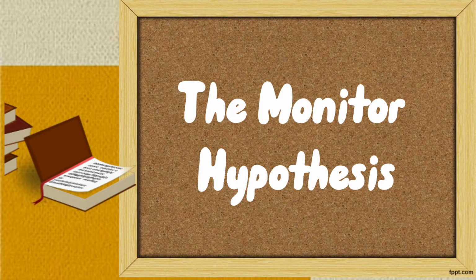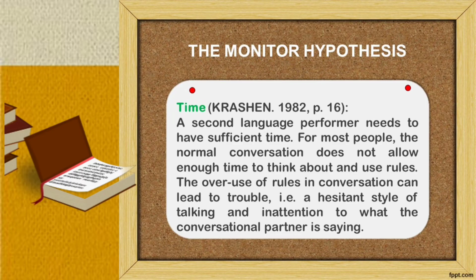Also, according to Krashen, the process of developing the second language depends on three conditions, and these are time, focus on form, and know the rule. Time. A second language performer needs to have sufficient time. For most people, the normal conversation does not allow enough time to think about the use rules. The overuse of rules in conversation can lead to trouble. For example, hesitant style of talking and inattention to what the conversational partner is saying.